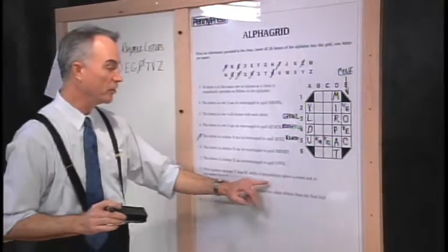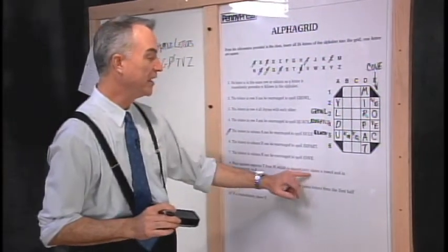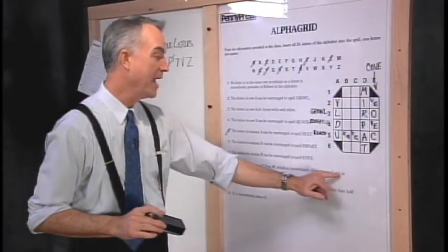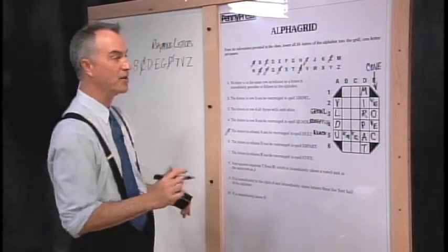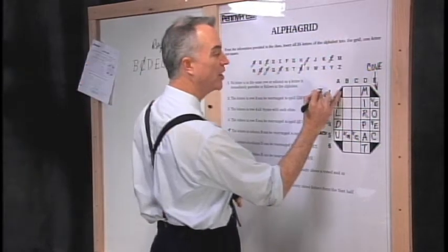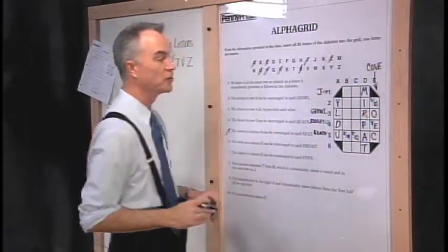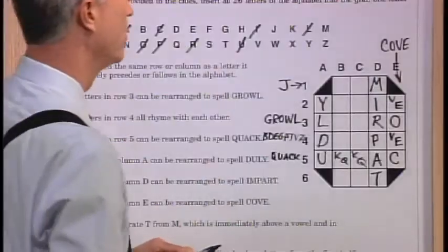Very good. Now we also know as we finish out that clue, M, which is immediately above a vowel, and in the same row as J. We can now determine that J is going to go somewhere in row number 1.